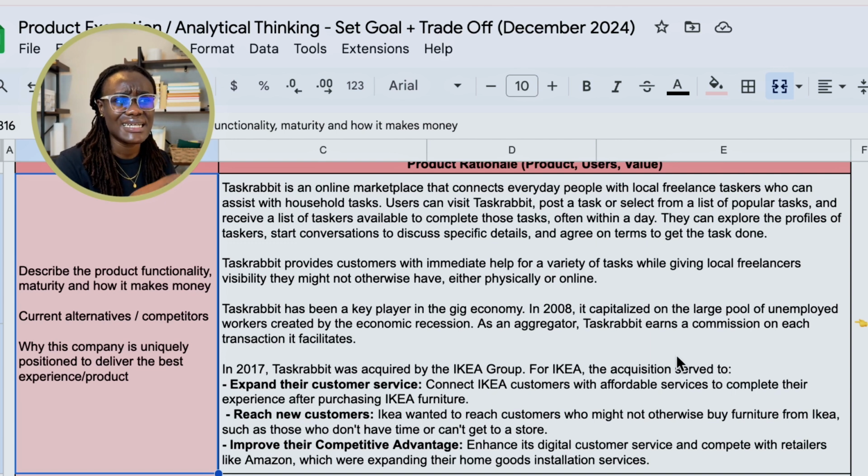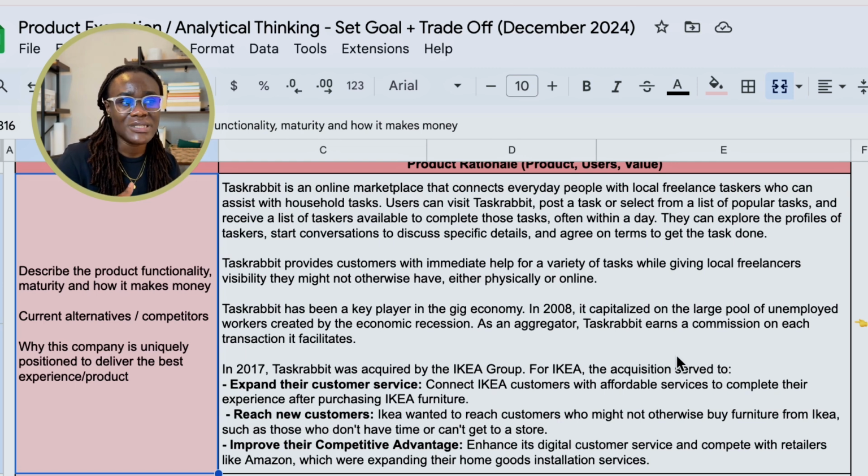It's also important to note here that TaskRabbit was acquired by IKEA Group sometime in 2017, and this acquisition helped IKEA expand their customer service such that IKEA customers who can afford their services can complete the customer experience after purchasing IKEA furniture. We all know that IKEA is like a furniture in a box service, but maybe some complex furniture, or some people that do not have the knack for setting up their furniture but like IKEA furniture, may be incentivized to purchase it knowing fully well that they can get a local tasker to help them set up the furniture.